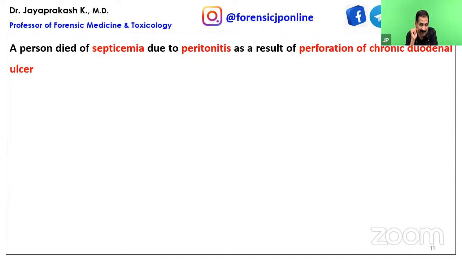Okay. He suffered from what originally? Duodenal ulcer. Yes, sir. Duodenal ulcer has become chronic duodenal ulcer. Chronic duodenal ulcer got perforated. Perforation gave rise to peritonitis. Peritonitis gave rise to septicemia. And he died due to septicemia. So what came last is septicemia. That should be first, meaning 1A. So the answer is septicemia.